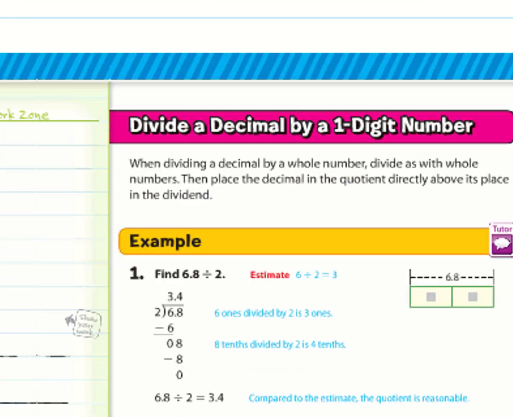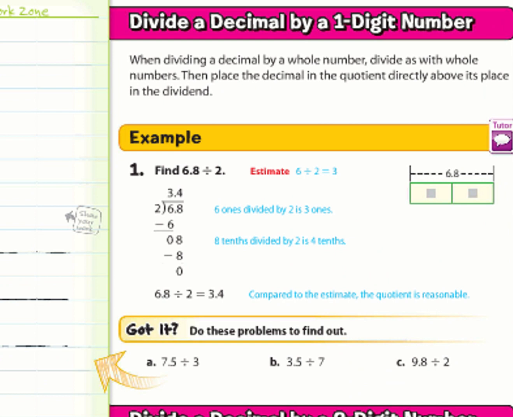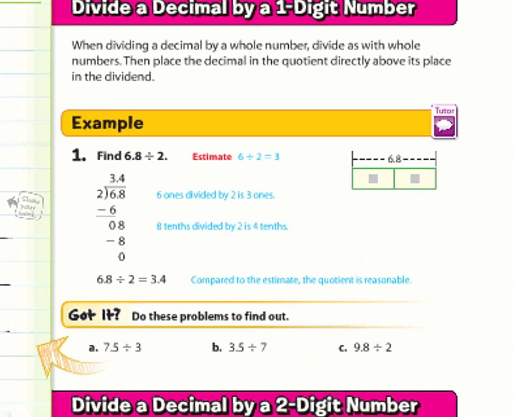We're going to move on to example 1. So example 1 says find 6.8 divided by 2. With this, the main thing that we should recognize is the decimal place here is right above the decimal place in the answer. So if I rewrite this, we have 6.8. Since my decimal place is here, for my answer, I'm going to put my decimal place in the same exact spot. Right there.